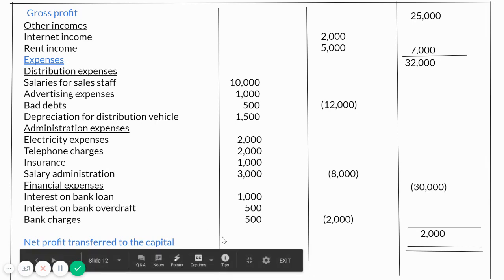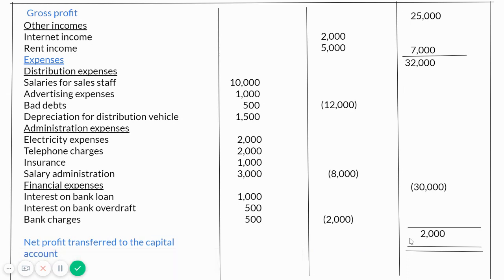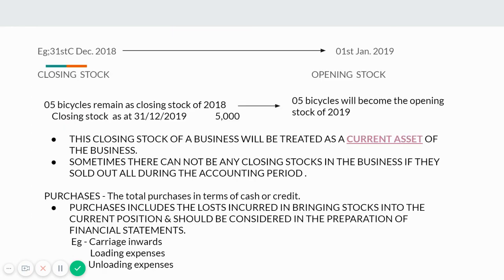And this figure, this 2,000, which is transferred to the capital account, will be taken to the statement of financial position. I'll show you in the next slide how we are going to keep accounting for that. So I hope you have a good understanding about this preparation of the profit or loss statement. I'd like to pay your attention more towards the format when we are doing a full sum again.